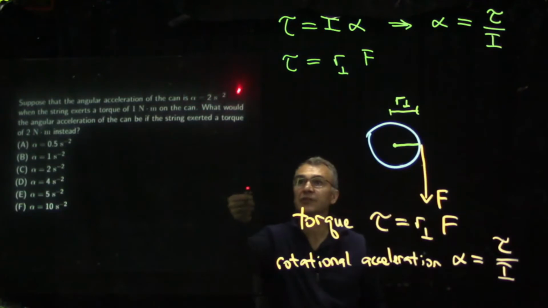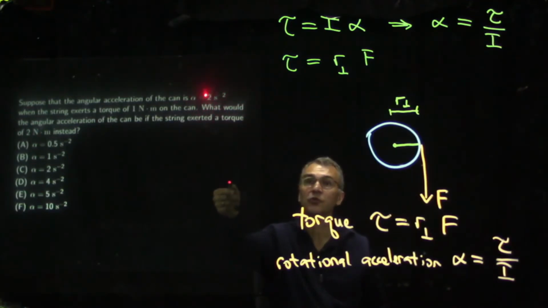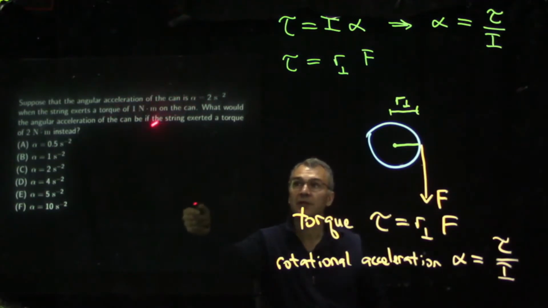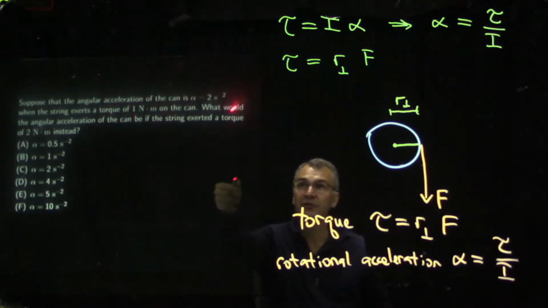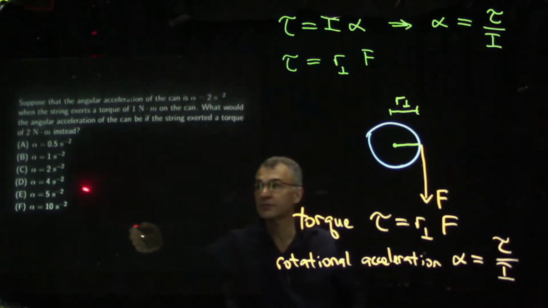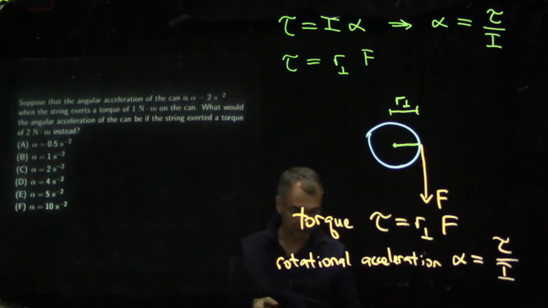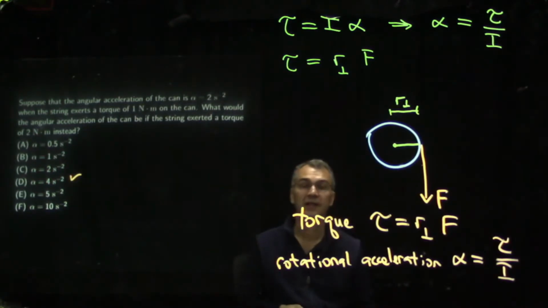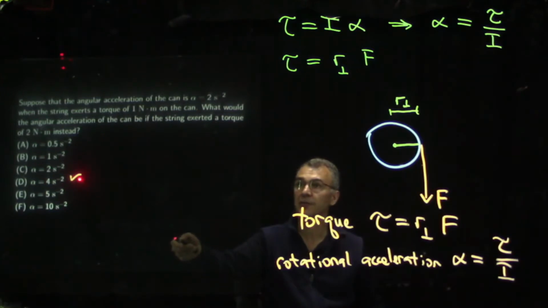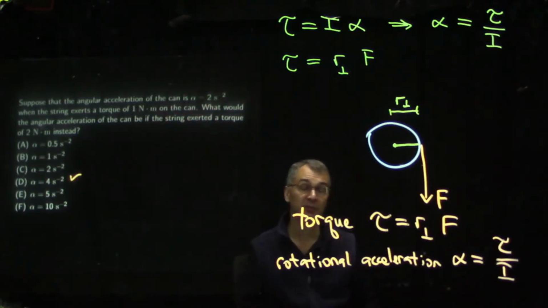So if the angular acceleration with the 1 newton meter torque was 2 radians per second squared, if we double the torque without changing the rotational inertia, we should double the angular acceleration, so we should get 4 radians per second squared. So I like answer D, delta, an angular acceleration of 4 radians per second squared, because it's double the initial angular acceleration, which you should expect by doubling the torque without changing the rotational inertia.